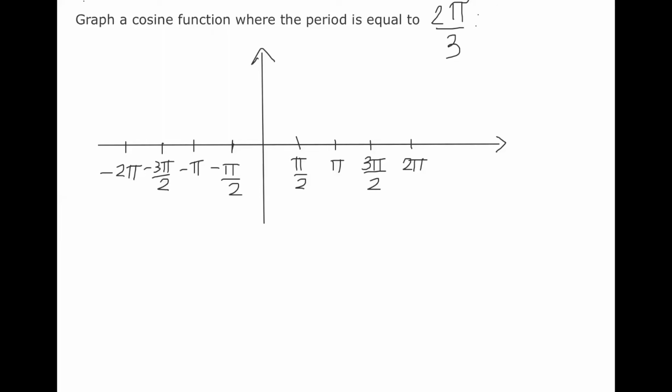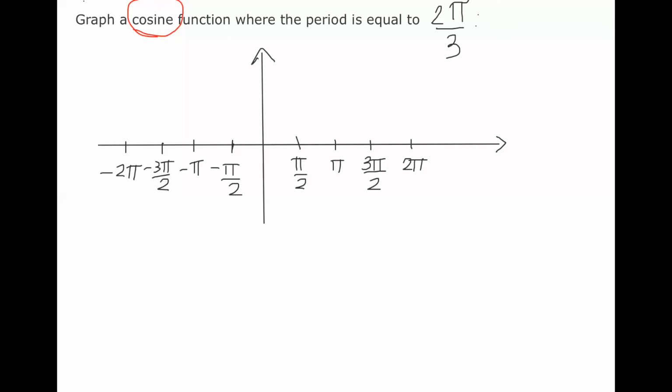Okay, last example. Graph a cosine function where the period is equal to 2 pi over 3. Notice that this exercise is asking you to find the graph of the cosine function. So we're going to start not at 0, 0. We're going to start up at 1.